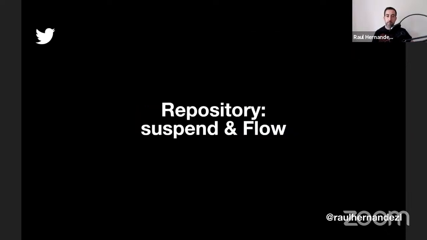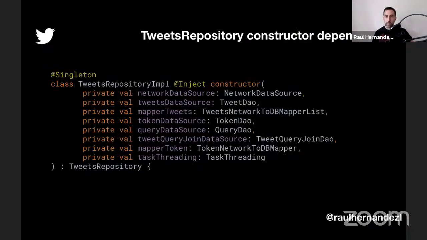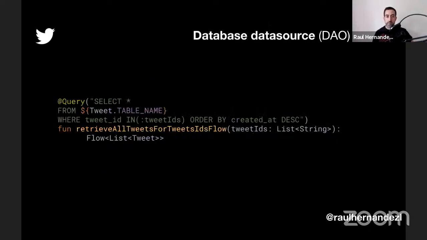So now going to the upper layer of the data layer, we have the repository, and this uses suspend functions and flows. So basically that's where we are here. Flow and suspend functions, and let's see how we can manage those. In the repo, I just have my data source that you already know and the different tables: tweets, token, query, a combination of query and the tweets, a mapper for those to be combined between layers, and the task threading, which is basically a wrapper that contains the different dispatchers for you to use. Then I am returning this from the database when I need it, in the case I need a flow.